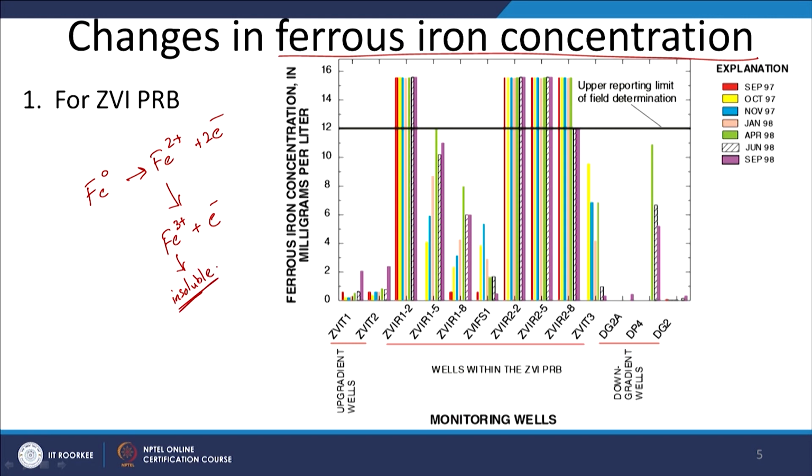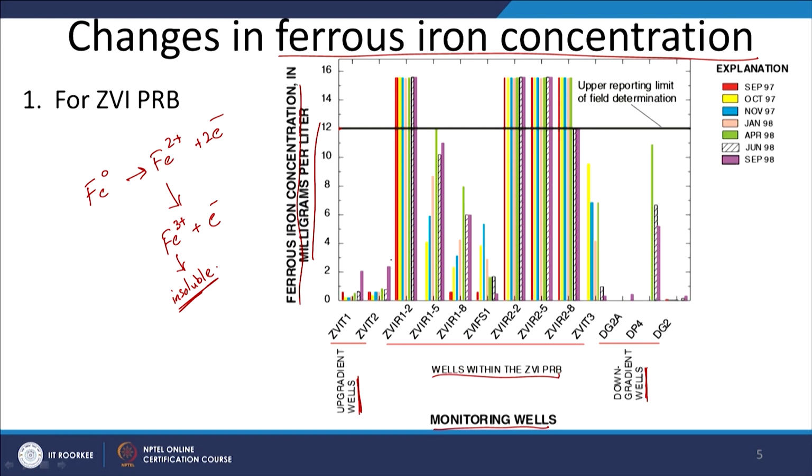So let's try to understand this system about what we have here. On the y-axis we have the ferrous iron concentration in milligram per liter, from 12 to 2. And here we have different monitoring wells in the particular PRB. Obviously there are 3 cases: upstream of the PRB, downstream of the PRB, and within the PRB, right.